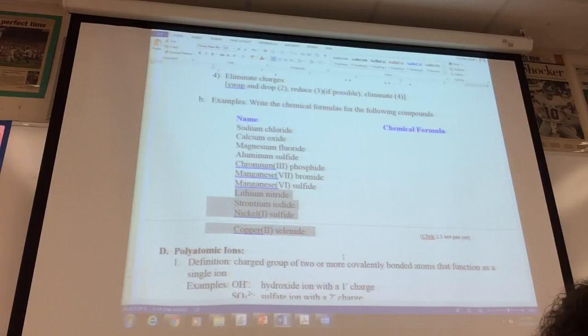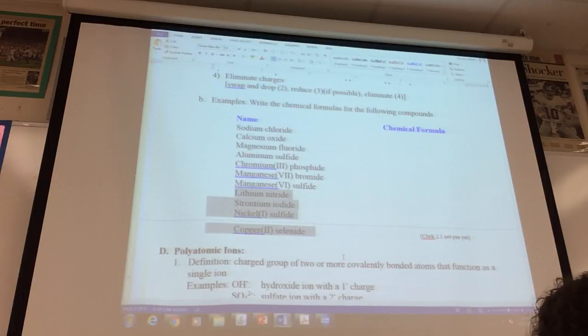Wait, why does it say manganese 6 the next one? Manganese has the ability to form ions with multiple charges. It's a D block element. That's why it needs a Roman numeral. Actually, it can be 2 plus. Manganese is interesting. It can be 2 plus, 3 plus, 4 plus, 6 plus, or 7 plus. Quite a bit. So that's what the Roman numerals indicate about these ions.